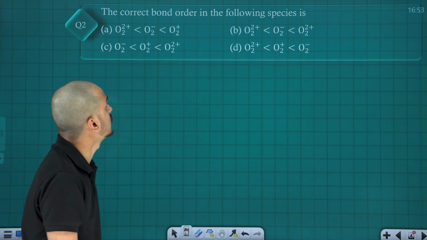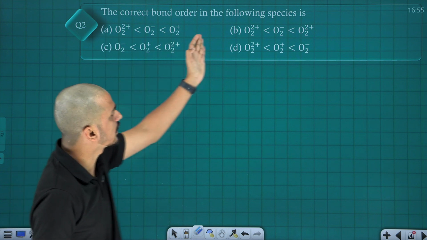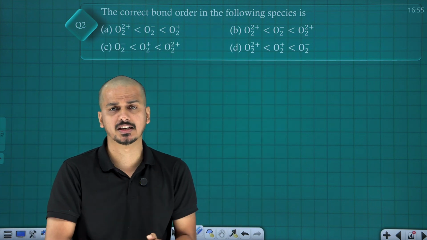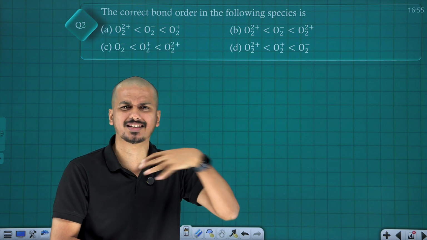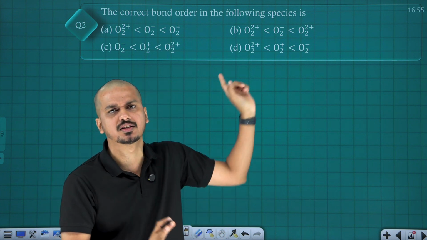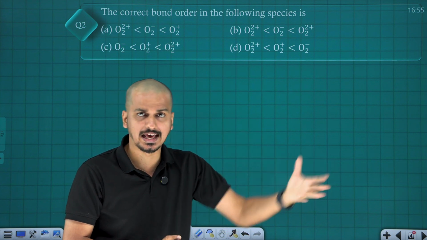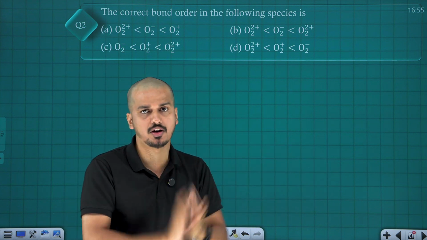This is the next question. The correct bond order in the following species is. This is a question related to molecular orbital theory. In any examination, repeatedly they are asking this question. Bond order and bond stability, bond length, that related question from molecular orbital theory.